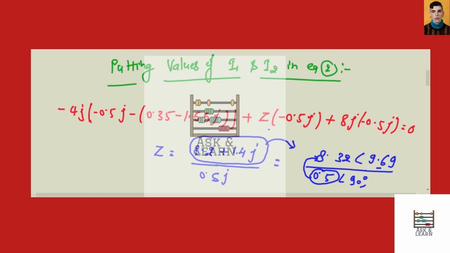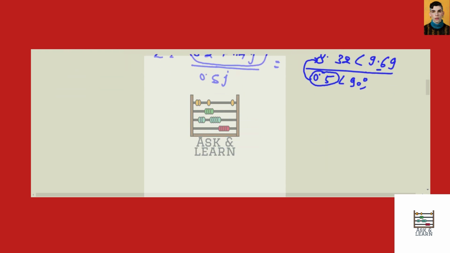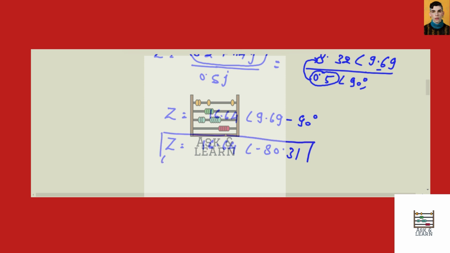Okay, so you will get the value of your final Z. So I am just writing the final Z. Final Z will be 16.64 angle 9.69 minus 90 degrees. So you will finally get the value of Z as 16.64 angle minus 80.3, right? So this is our final answer.